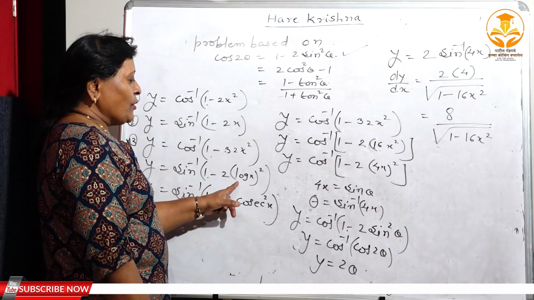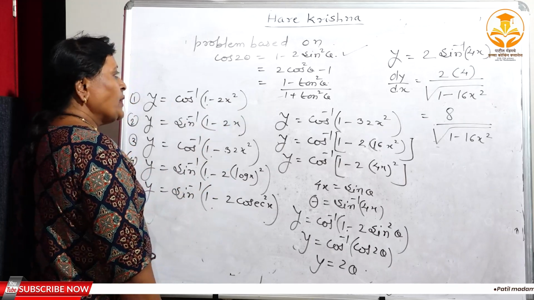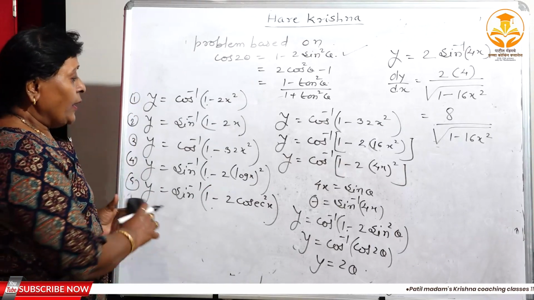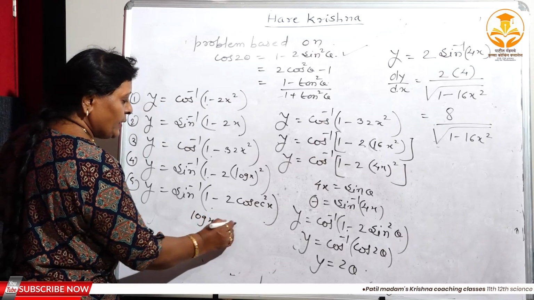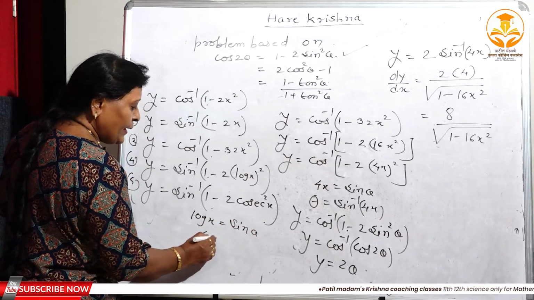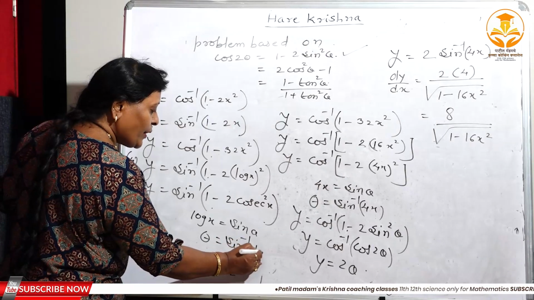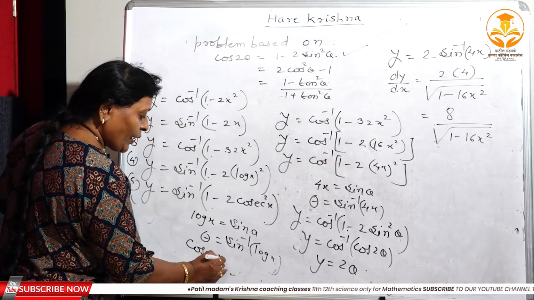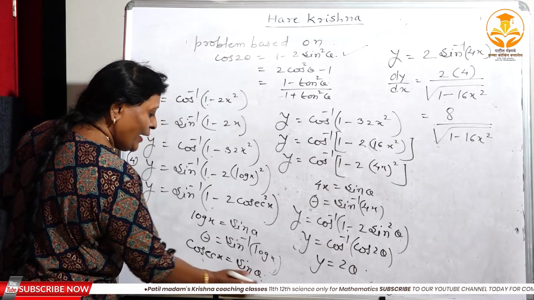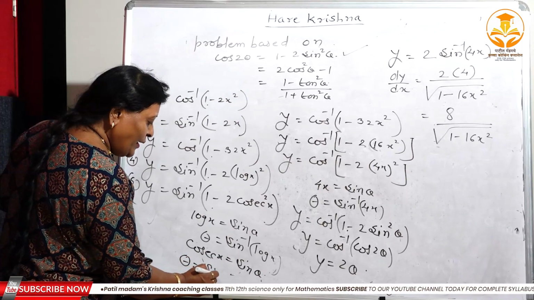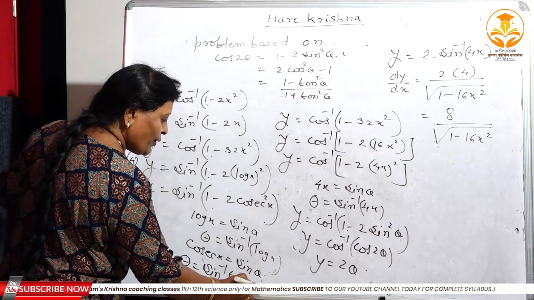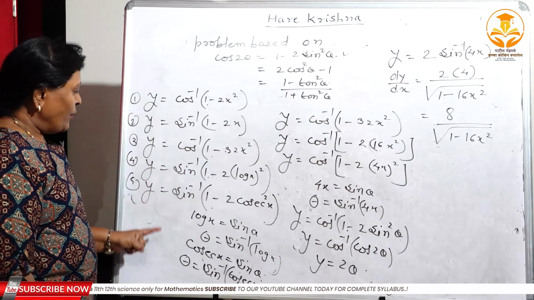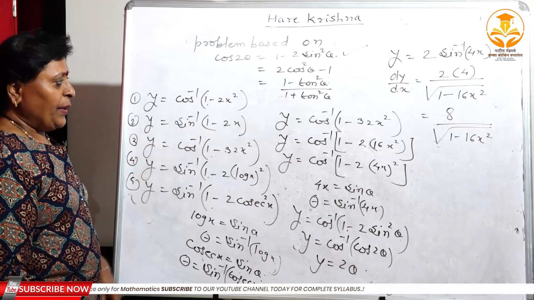Now here in place of this log x, you can substitute again what here? Sin theta. And in place of cosec x, you can substitute sin theta, right? If you substitute log x is equal to sin theta, then you have got theta is equal to sin inverse of log x, right? And here suppose in place of cosec x, you substitute sin theta, then again theta is equal to sin inverse of cosec x. Now in this way you can do the remaining one, isn't it? So write down all the 5 problems and do the remaining problem, isn't it?